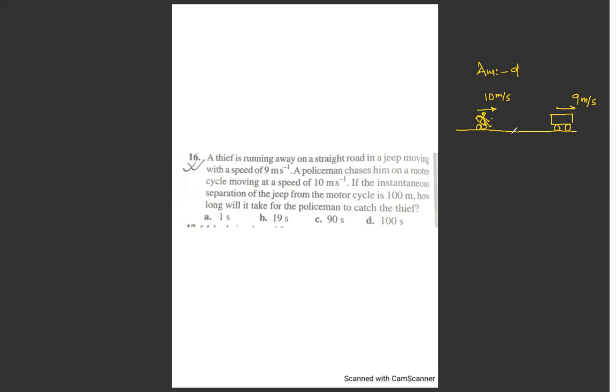The instantaneous separation of the jeep from the motorcycle at any moment is given as 100 meters. That means this is the relative separation, right? How long will it take for the policeman to catch the thief? We can do it by relative velocity also, right?